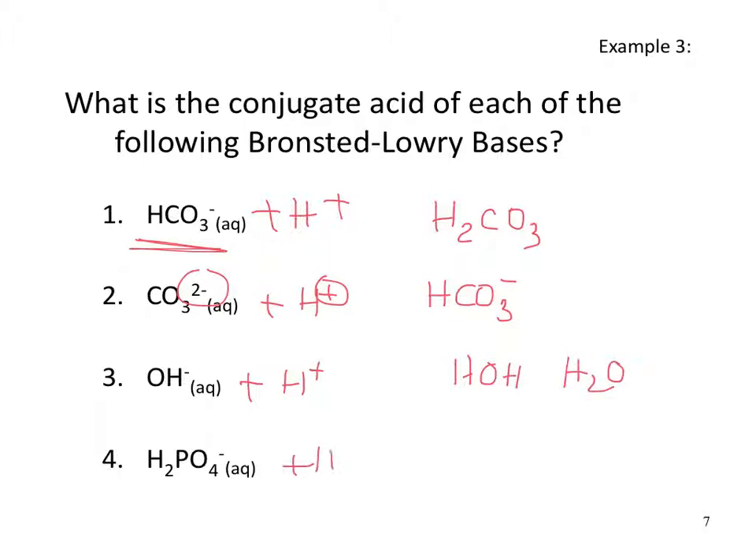Add a proton to H2PO4 negative. Phosphoric acid is what is obtained. So again, conjugate acid, if you want to go from base to conjugate acid, add a proton. If you want to go from acid to conjugate base, remove a proton.